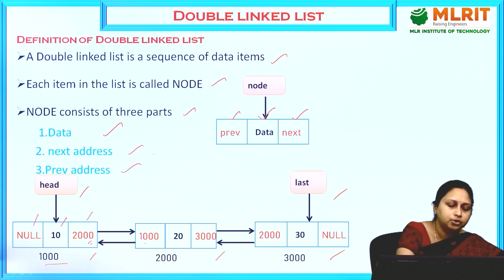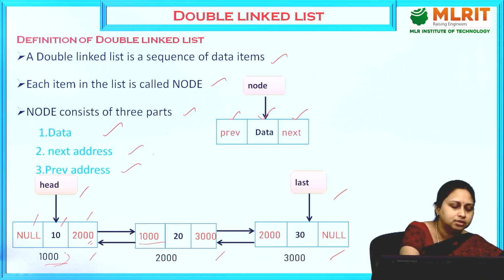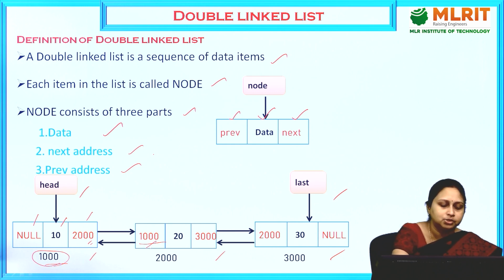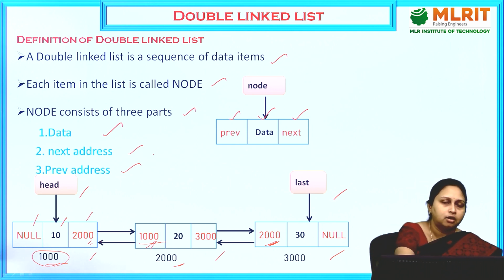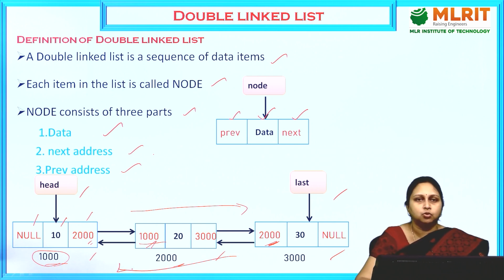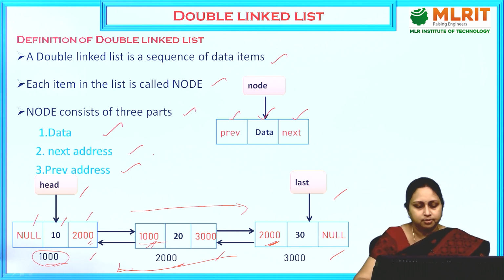Now, here you need to concentrate on the previous address also. The previous address here is 1000, that is going to be stored in this location. And the previous address for this node is 2000, that is going to be stored in this location. In this way, we can navigate or move in the forward direction as well as backward also. But in the single linked list, it is not possible to move backward. We can only move forward, right?